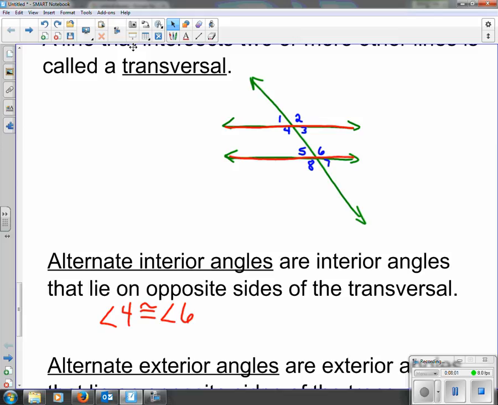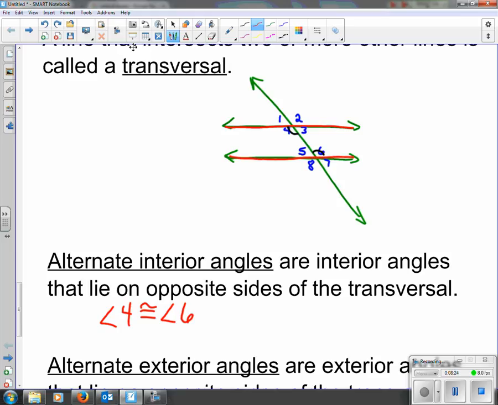Somewhere I thought I'd get a protractor, but it's not there. Okay, so if I measure these two angles here, right here and right here, that measurement is going to be the same. Angle 4 and angle 6 are the same. They're alternate, meaning on either side of that green line, and they're inside, so they're interior.